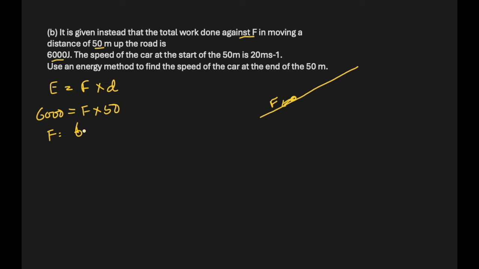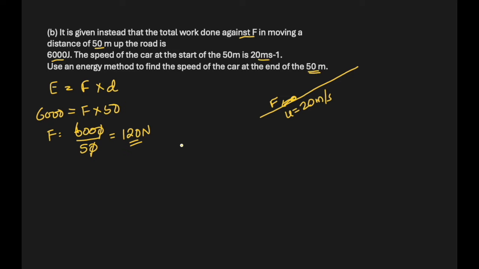No. So let's find F first. 6,000 divided by 50, which is 120 newtons instead, not 100 anymore. The speed of the car at the start of the 50 meters is 20 meters per second. So U is 20 meters per second. Use energy method to find the speed of the car at the end of 50 meters.